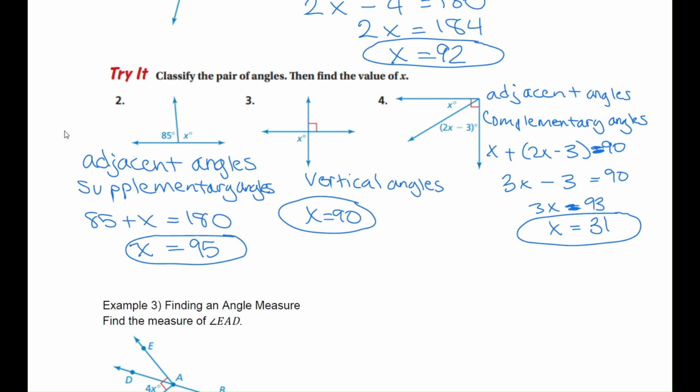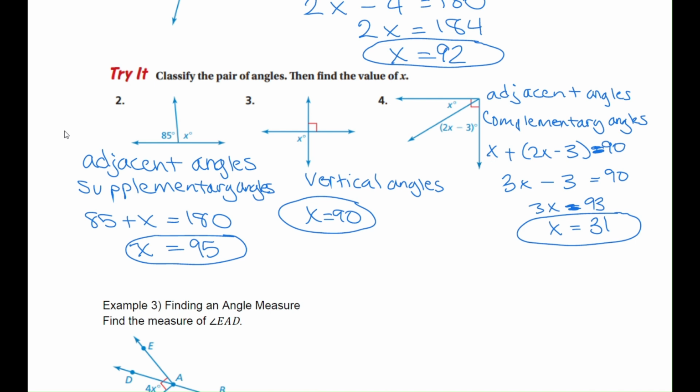Alright, so you should have paused the video and tried 2, 3, and 4 here. For number 2, these are adjacent angles and they are supplementary angles. So when we solve for x, it would be 95. For number 3, these are vertical angles. They're right across from each other and they have lines that intersect. And x would be 90.